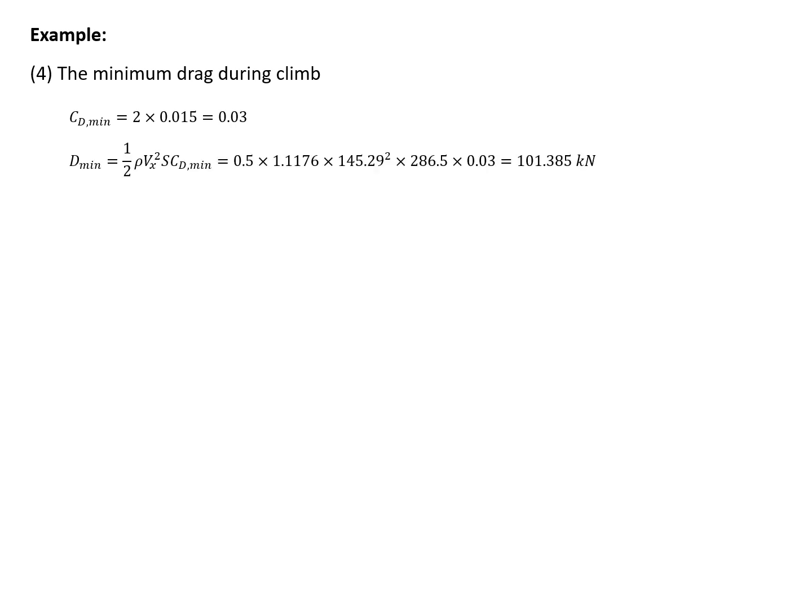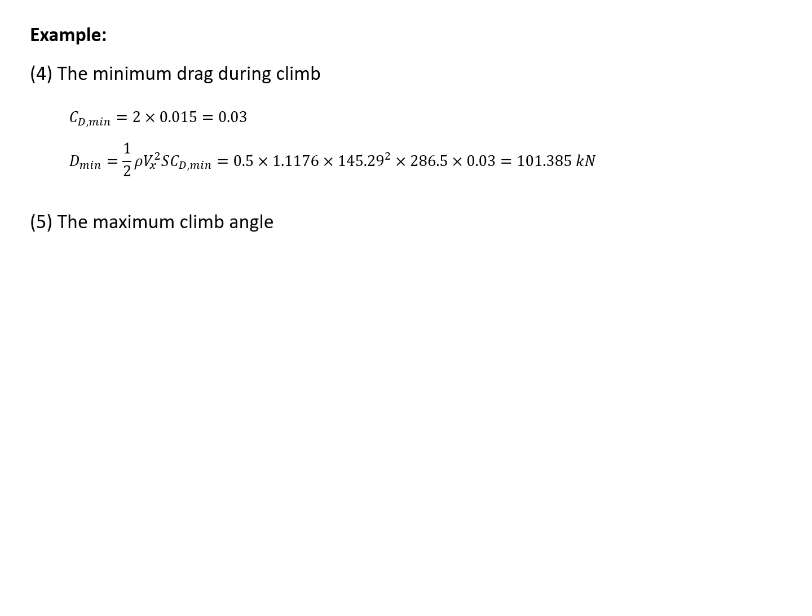The fourth parameter to be calculated is the minimum drag during climb. That's when the aircraft is flying at V minimum. So we have CD minimum, which is 2 times the parasitic drag coefficient, because the parasitic drag equals the induced drag. So we have the minimum drag coefficient, and we know the minimum drag velocity, which is Vx. So finally, we know the minimum drag is 101 kilonewton.